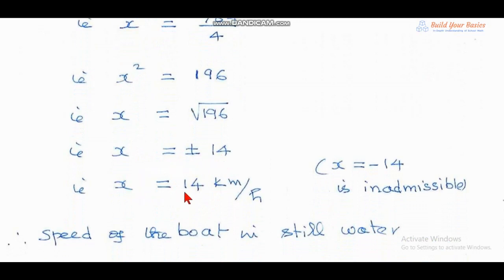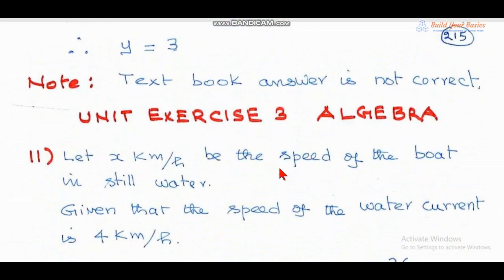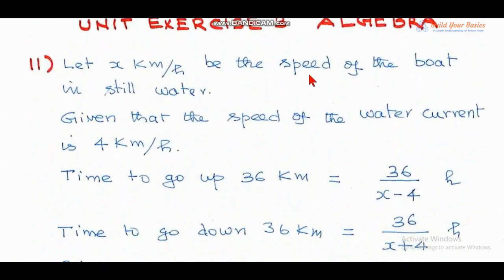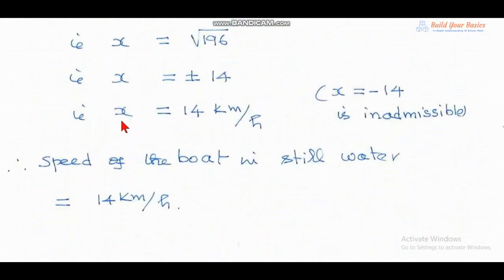That is x equal to 14. We can't admit x equal to minus 14 because x is the speed. X is the speed of the boat. That cannot be negative. So we get x equal to 14 km per hour. The speed of boat in still water is 14 km per hour. We have successfully solved the problem. Working is over.